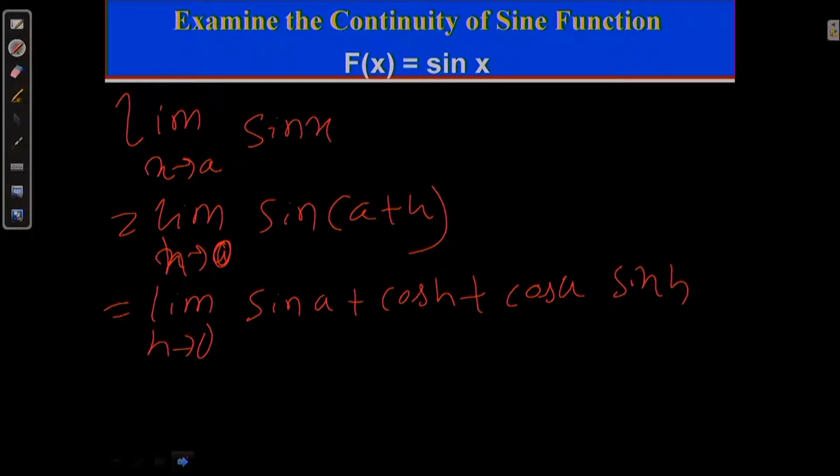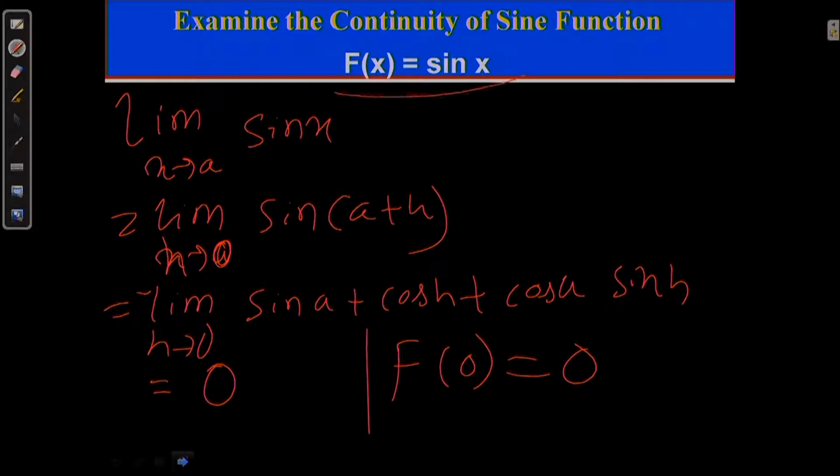Okay, limit h tends to 0, sin x, the value will come like this. Then that is the value, and you will find that value equal to 0. And you know that when talking about the functional value f of 0, that value is equal to 0. So we get that the limiting value and the functional value are equal. So we can say the sin function is continuous.